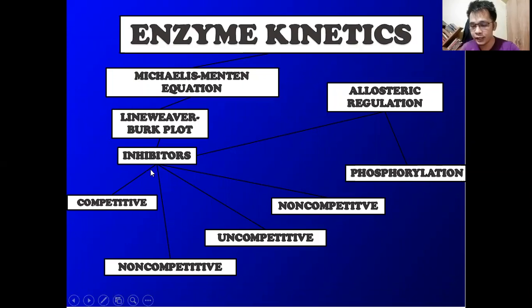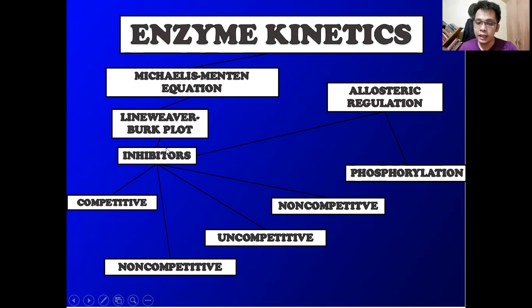Siyempre, when you say enzyme kinetics, ang pinakasikat na maririnig natin dito is the Michaelis-Menten equation. Ayan, so ito yung pinaka-main topic natin sa ating discussion, the Michaelis-Menten equation. And then we will discuss the Lineweaver-Burk plot, which is the reciprocal form of the Michaelis-Menten equation. And then we will impose some inhibitors. We will discuss the effects of the types of inhibitors in the Michaelis-Menten equation or in the Lineweaver-Burk plot.